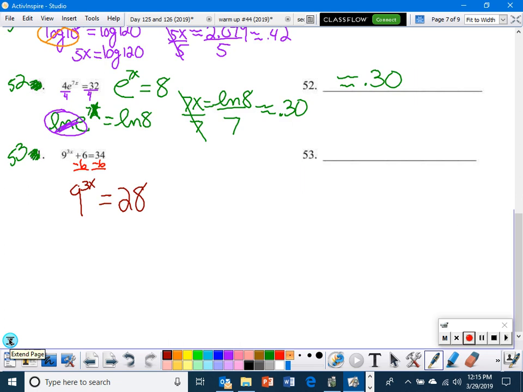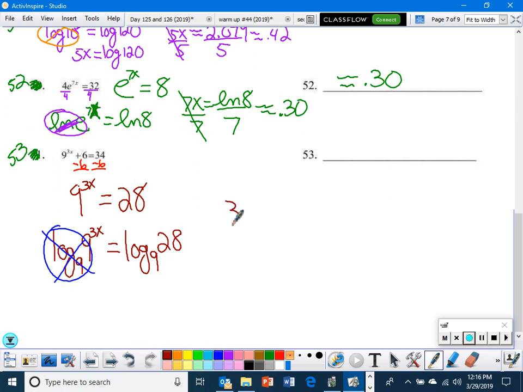So I'm going to rewrite this now as log base 9, 9 to the 3x power equals log base 9, 28. Again, what I do to one side, I do to the other. And again, I picked 9 because this base is 9. So what happens? Well, again, this cancels. So we're left with 3x equals log base 9, 28.